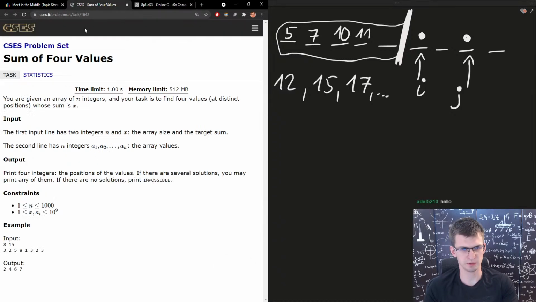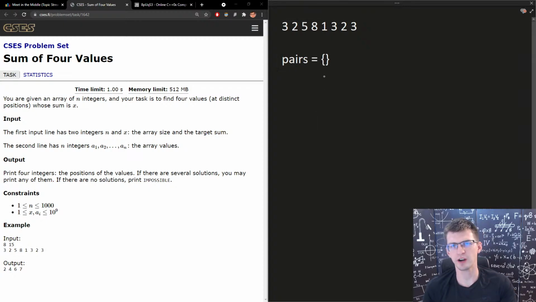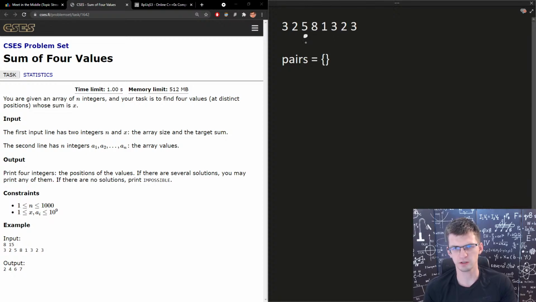Let's talk about a small example. Maybe I will say what happens for this input: 3, 2, 5, 8, 1, 3, 2, 3. Initially the set is empty. Pairs is empty. Something happens for i equal to 0, we will compare it with j equal to 1, then with j equal to 2, and so on. It will find nothing. But let's look at something more interesting. Let's say that i is already here, at this position of 5. Then pairs contains a single value 5, which is 3 plus 2.